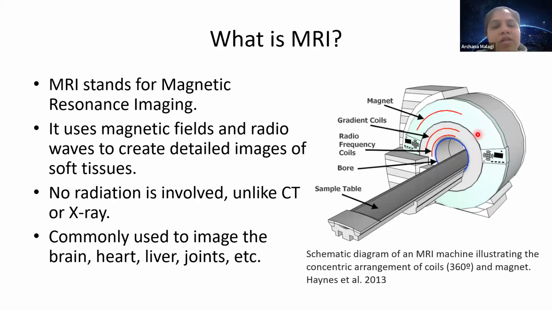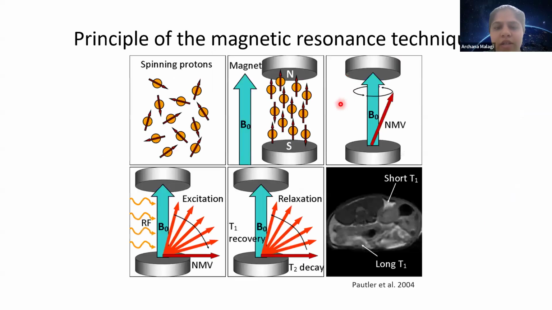One of the main advantages of MRI is that it's a non-ionizing radiation. As you can see, we can image different parts of the organs like brain, heart, liver, and joints as well.